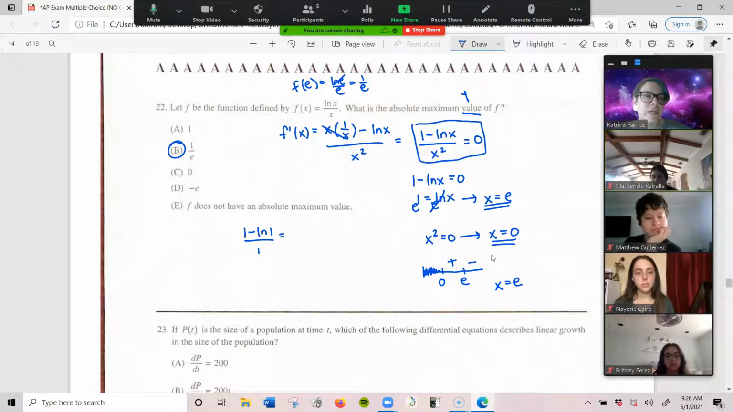Let's say, for example, it could be something like this, right? Like your graph. This is a cusp, but notice that this is still a maximum. And I can still use this critical number to show that the left is increasing and the right is decreasing. So it's still an important number. Do you get what I mean? Okay.